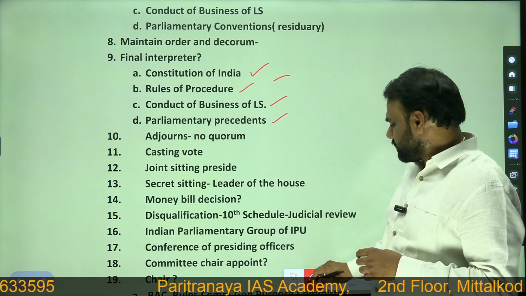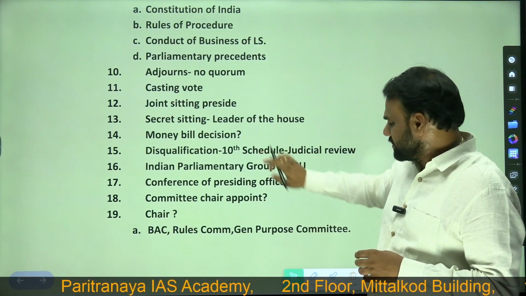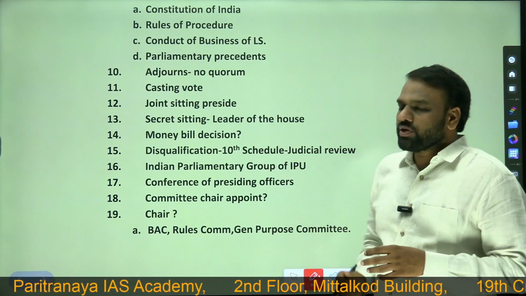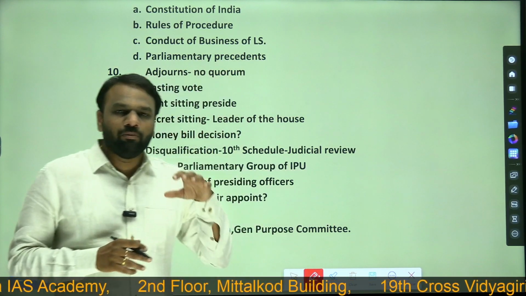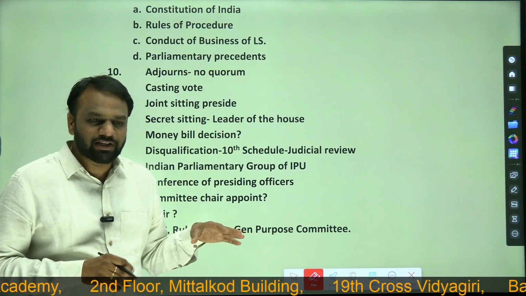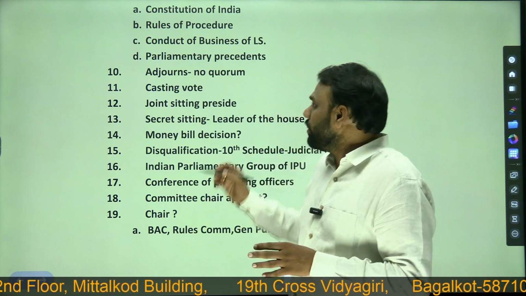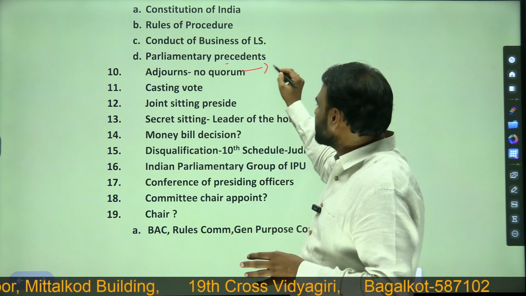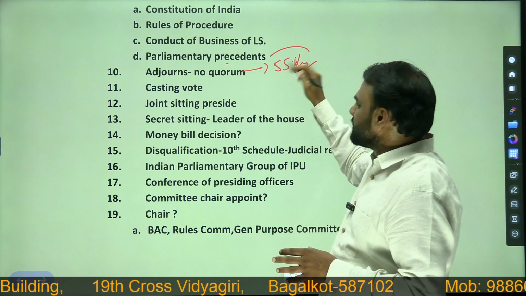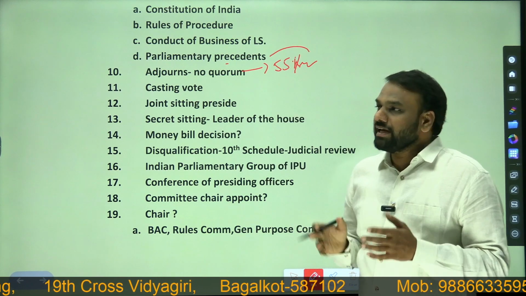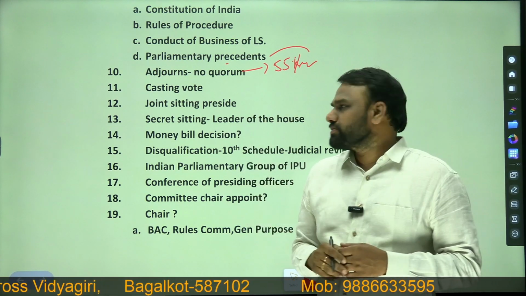Parliamentary precedents. Next, he will adjourn when there is no quorum. So what does it mean? So in order to initiate any kind of discussion in the Lok Sabha, we require minimum strength. That is minimum 1/10 members. In Lok Sabha, it is 545. So 1/10 is somewhere close to 55. So minimum 55 members have to be present in order to initiate any kind of discussion. But if there are less than 55 members, when there is no quorum, then he will adjourn. So adjourn means we will meet after some time. He will adjourn the house. Okay.